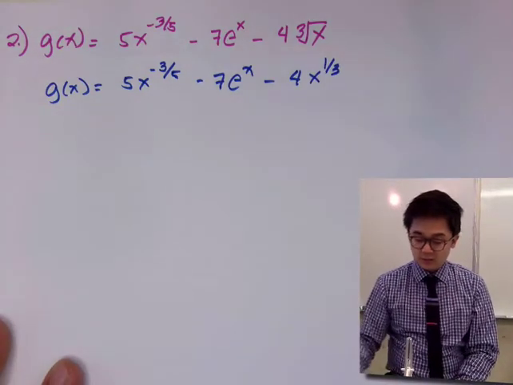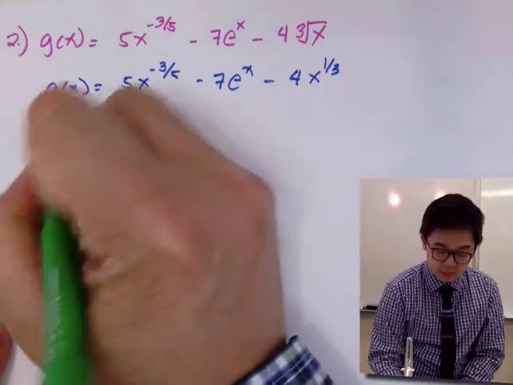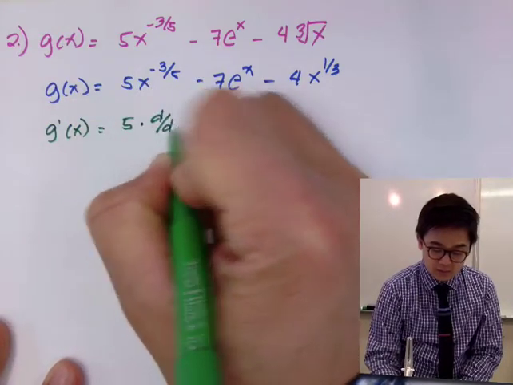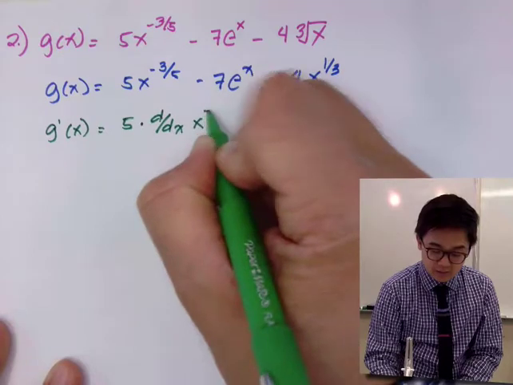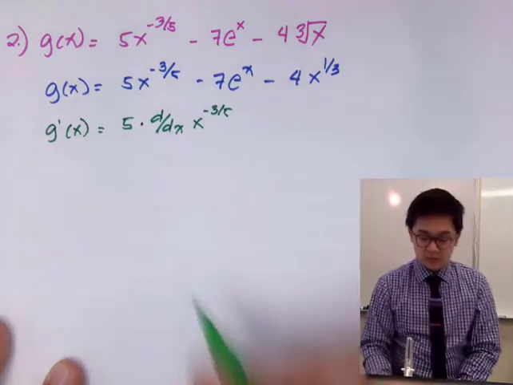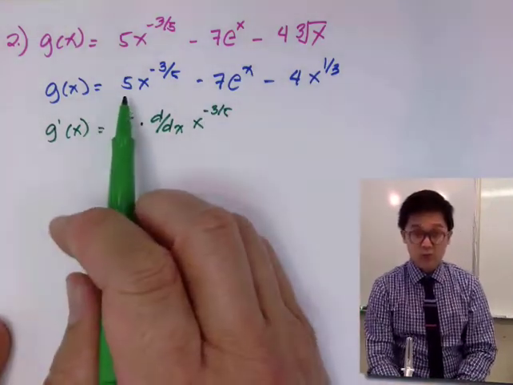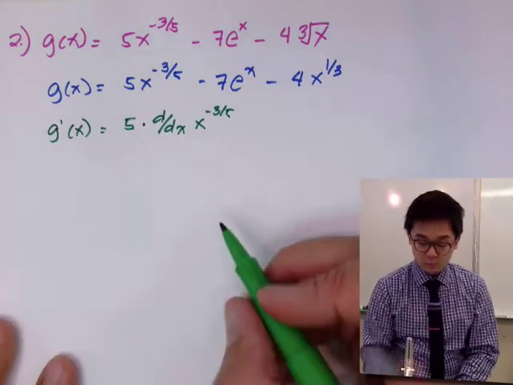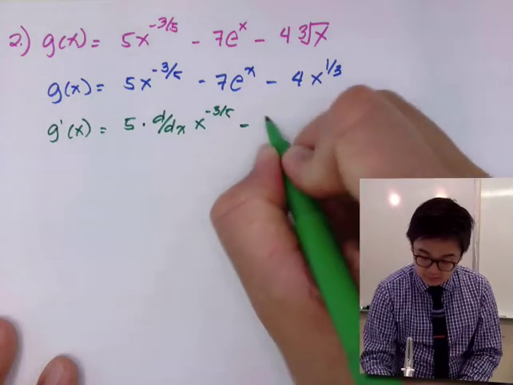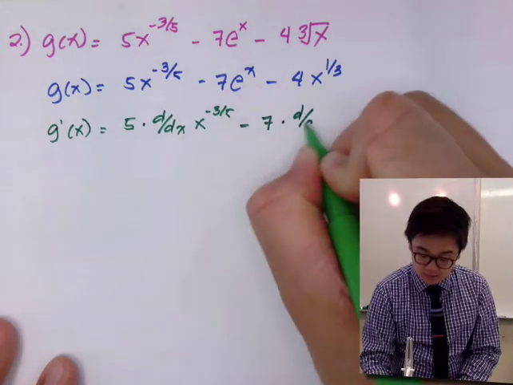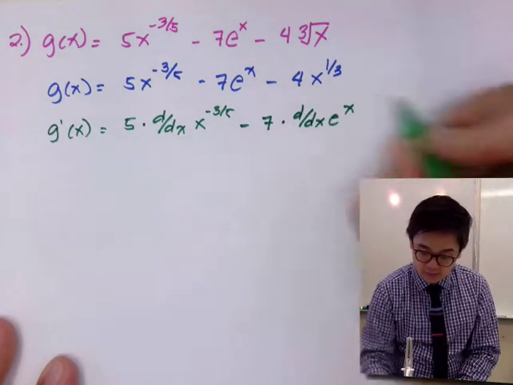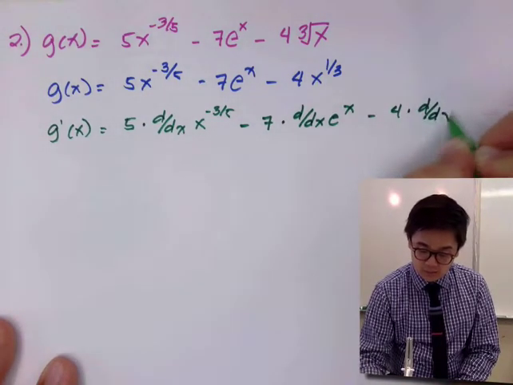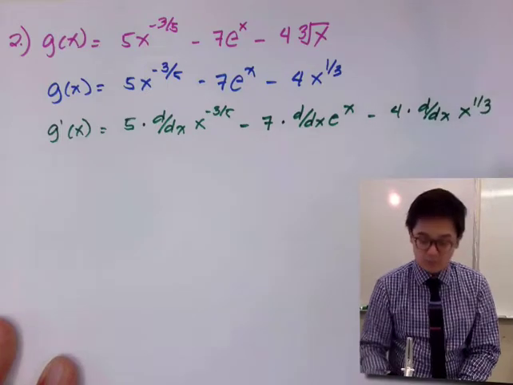So finding the derivative, g prime of x is equal to 5 times the derivative of x to the negative 3 all over 5. So it means that I'm just ignoring my coefficient, which is 5, but focusing on the derivative of x raised to the negative 3 over 5, minus 7 times the derivative of e to the x, minus 4 times the derivative of x to the 1/3.